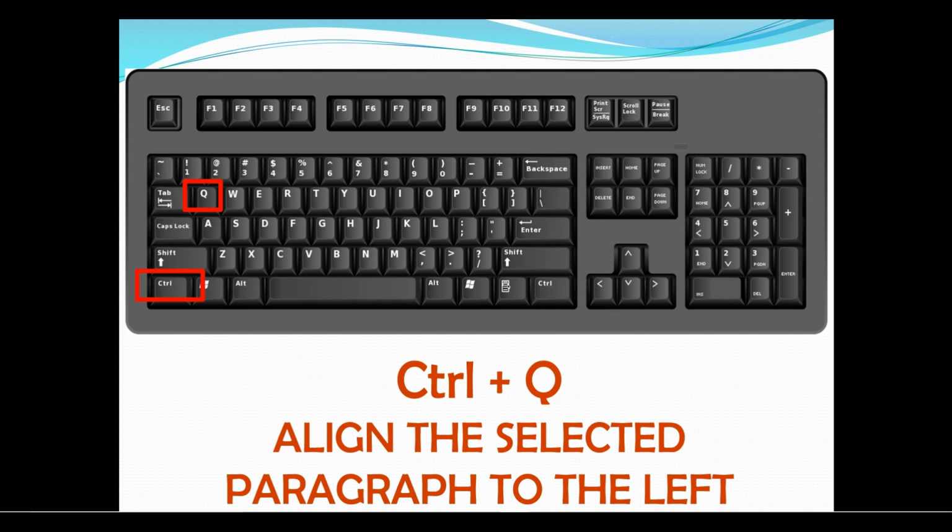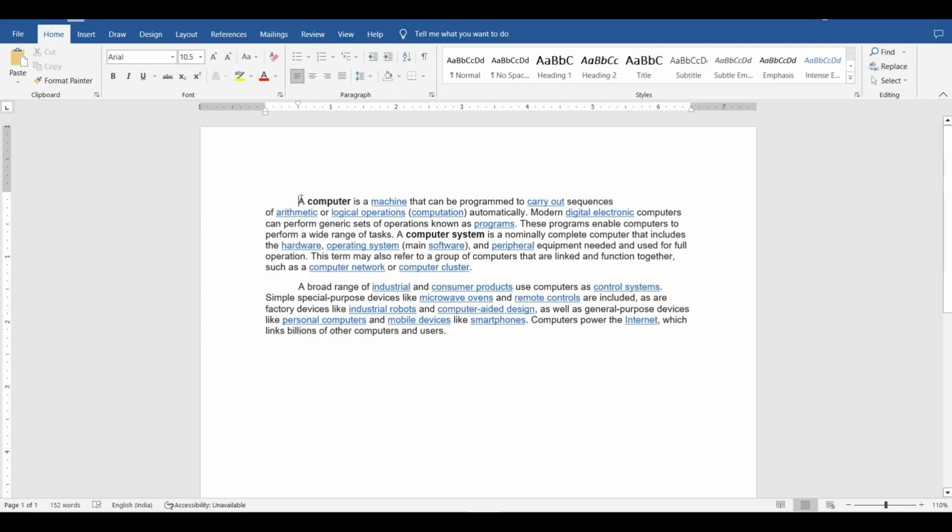The next shortcut key is Ctrl Q. Ctrl Q aligns the selected paragraph to the left. In Word, if you want to align a particular line to the left, you can press Ctrl Q. It will align to the left.